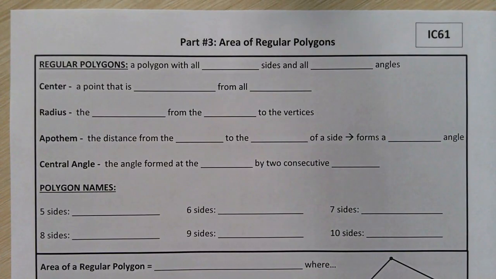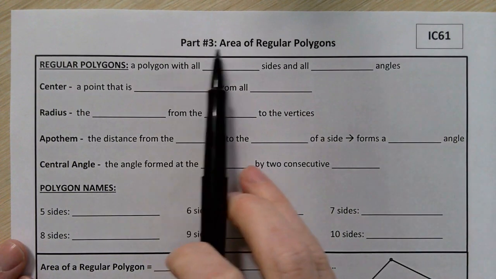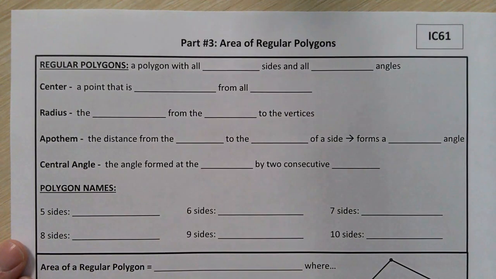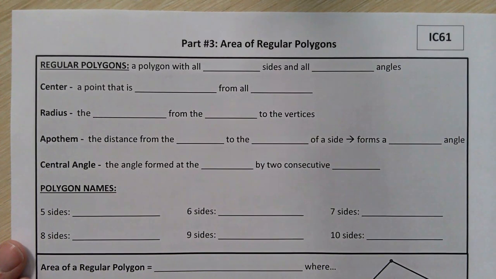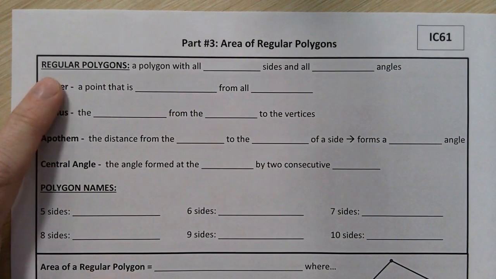For today's notes, you will need in class 61, double check that says part number 3, area of hexagons on the top. All right, we are continuing our work on standard 14, and the focus today is on a shape called a regular polygon. We're going to start with the definition.